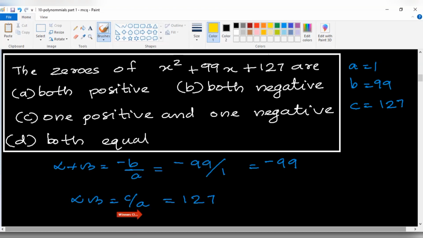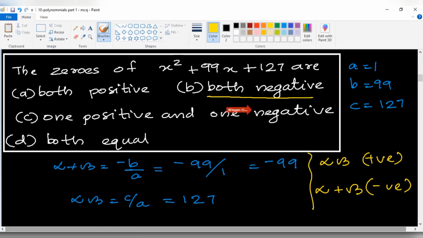So what we get is alpha plus beta is negative and alpha beta is positive. This will happen only when alpha and beta both are negative. The sum of two negative numbers is negative and the product of two negative numbers is positive. So both these zeros, that is alpha and beta, are negative. So this is the correct answer, B.